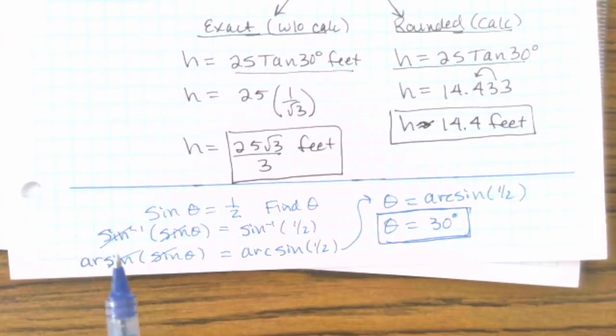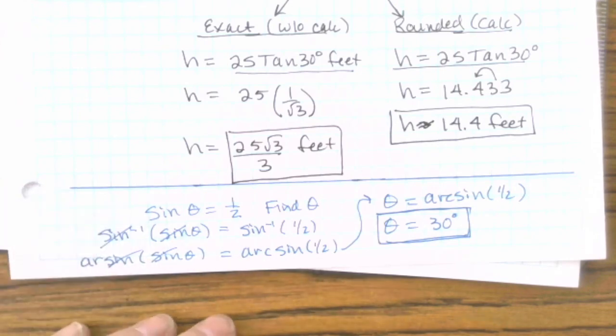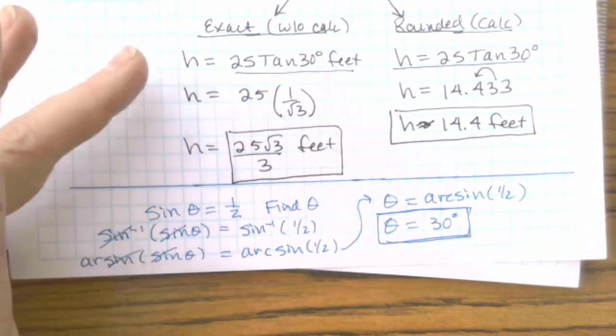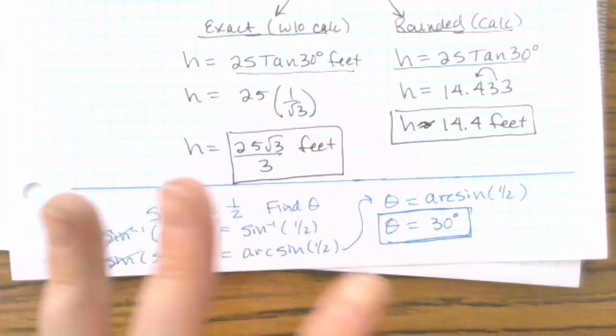In fact, arc buttons are the only way to get rid of the sine and pull the theta out. If it's a cosine, you arc cosine. If it's a tangent, you arc tangent. If it's one of the other three, you're going to have to replace it with like 1 over sine and solve for sine first, and then arc both sides.